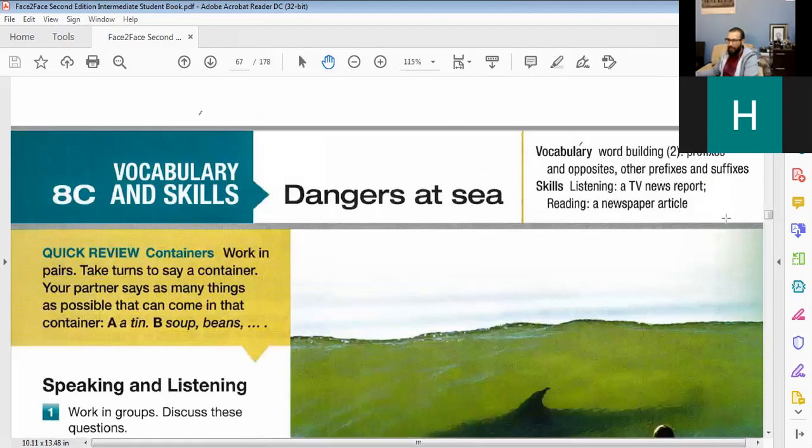Because this is the focus of today's lesson. It says, listening to a TV news report and reading a newspaper article. So it's written in a newspaper article style. That's why it's clear, it's easy to read, and it's convincing at the same time. It's written well, that's why.